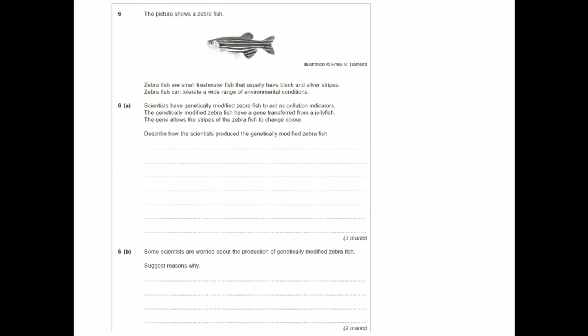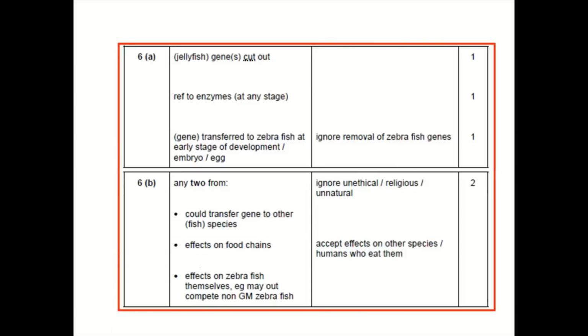The questions are: describe how the scientists produced the genetically modified zebrafish. Some scientists are worried about the production of genetically modified zebrafish. Suggest reasons why. Try to pause the video and answer these questions. I will show you the answers to these questions. Okay, take a look at the answers.